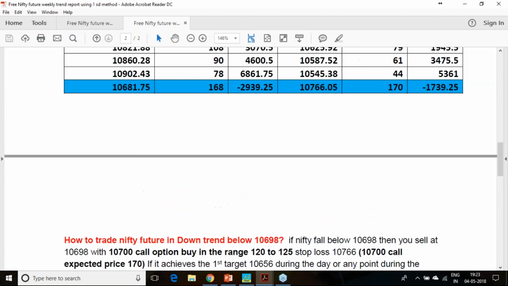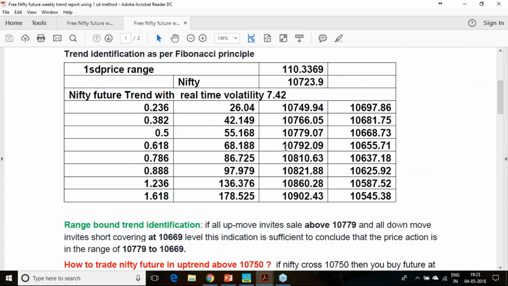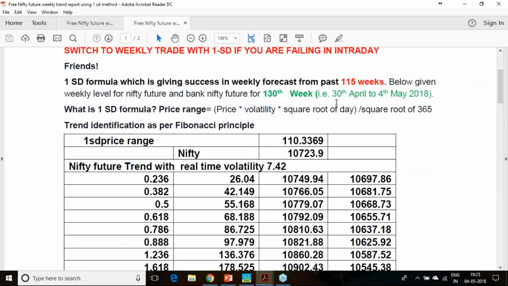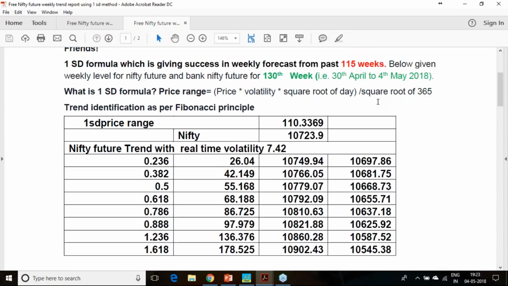If you have downloaded the report, this is the report we have produced for the week 30th April to 4th May. Today is the last day for the week. If you can see today's price, 10,640 was the day's low of Nifty. It just missed by 3 points from our calculated second target.